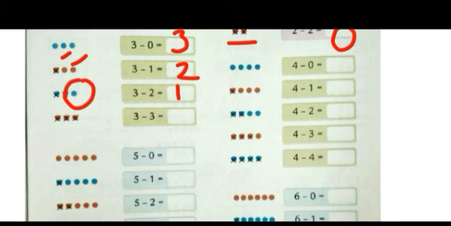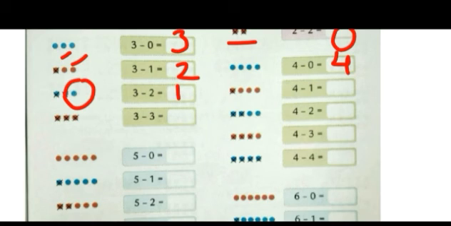4 dots are there, blue dots. Okay. And how many are cut? How many are crossed? No dots are crossed. That means all 4 are left. So we will write 4 here. And 4 minus 0 is 4 only, the number itself.